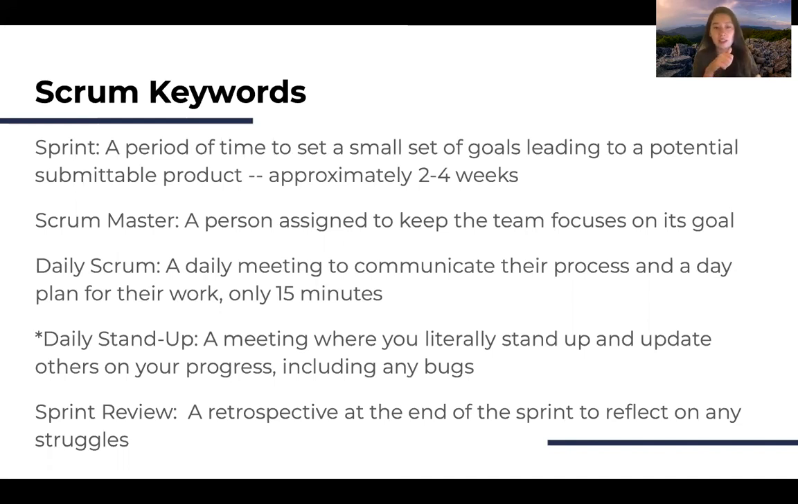The Scrum Master is the person assigned to keep the team focused on its goals. This can be a lead engineer or a project manager or simply someone on the team that they've designated. Daily Scrum is a daily meeting to communicate their progress and plan for the day's work. It's only about 15 minutes. You want to keep this pretty short because you are doing this every day.